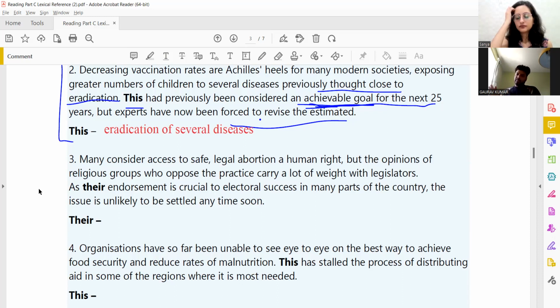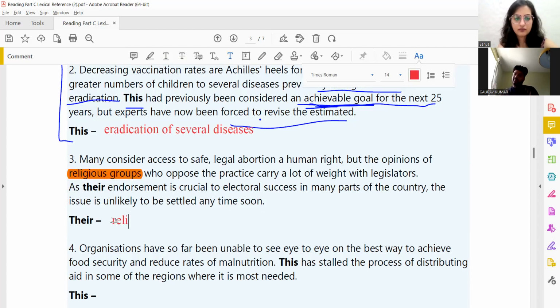Because initially they want safe legal abortion as a human right, but the opinions of religious groups who oppose the practice carry a lot of weight with legislators, but the election success is to make them be on their side to pass that bill. So they need that type of person to be on their side. So the religious group who is opposing, their endorsement is crucial to electoral success in many parts of the country.